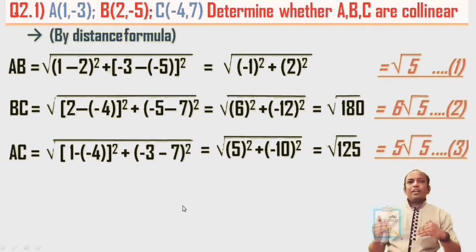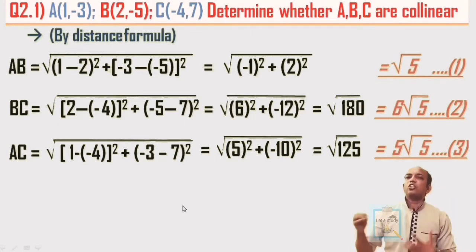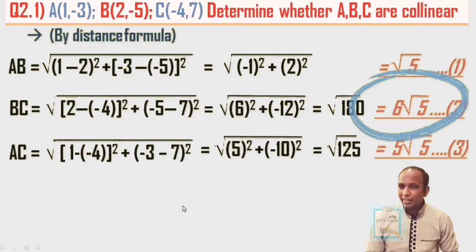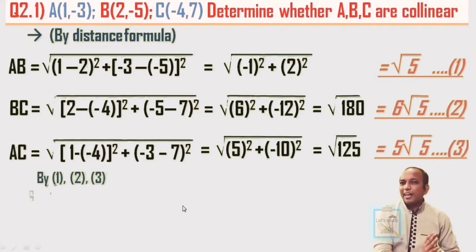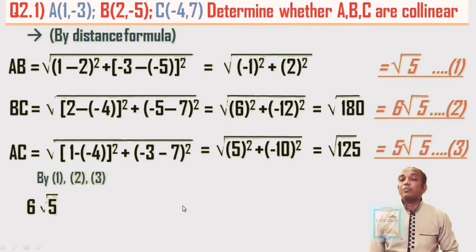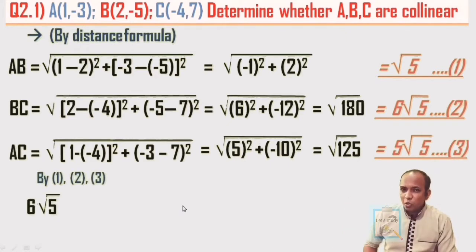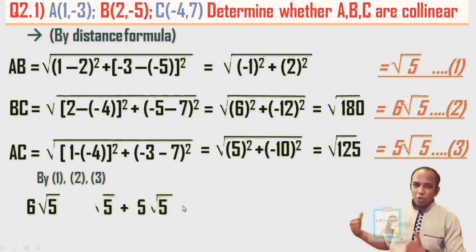Now once you check the distances, you will come to know that 6 root 5 is the biggest one, right? Root 5, 6 root 5 and 5 root 5. So 6 root 5 will be the bigger one. So write it aside the way I have written on the screen. After that, the remaining 2 are, which are those? Root 5 and 5 root 5.